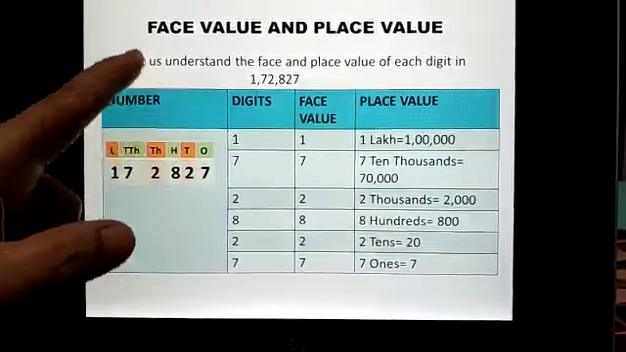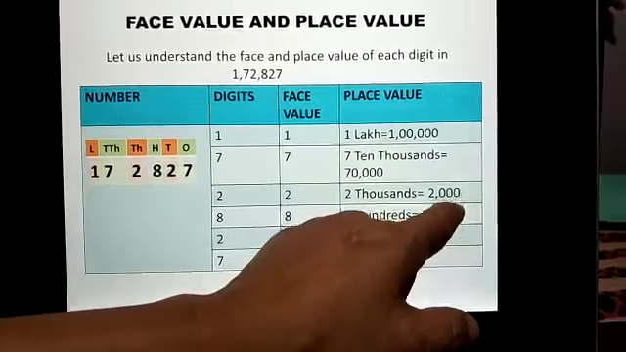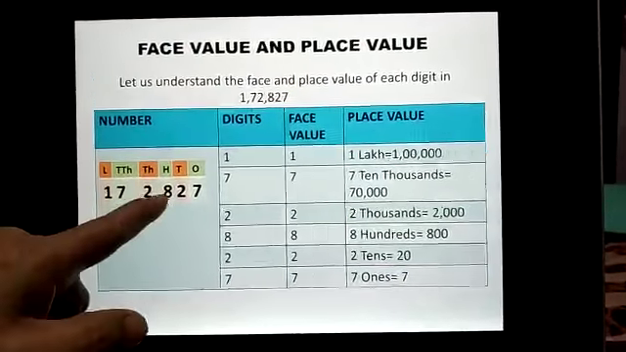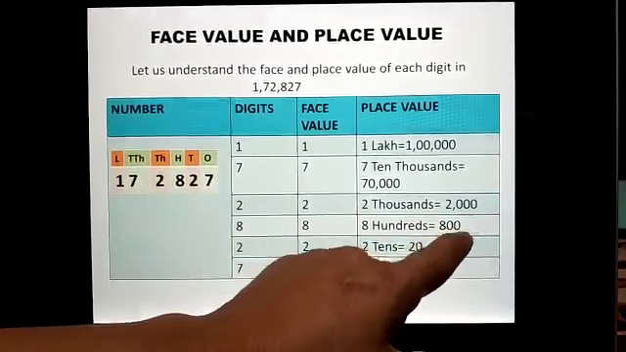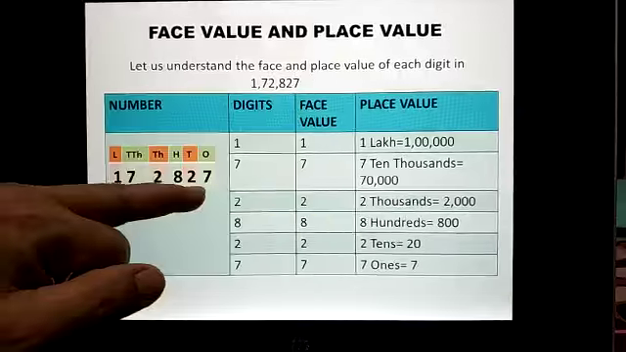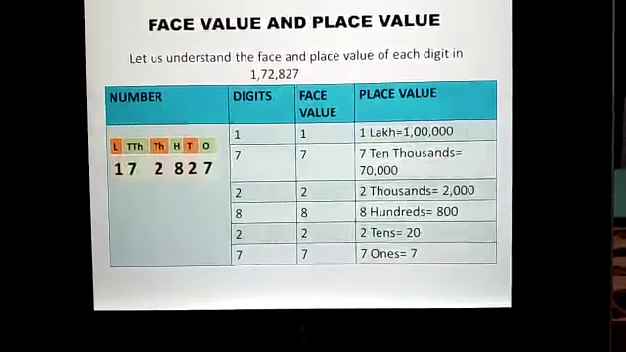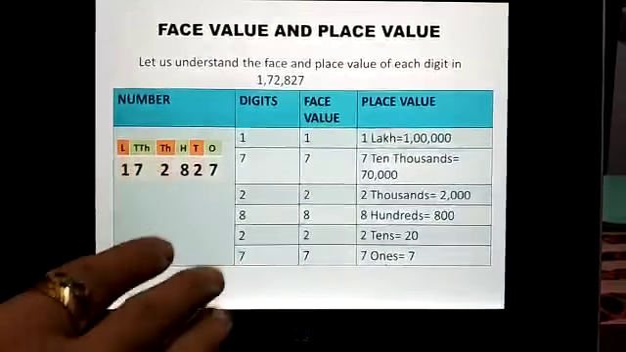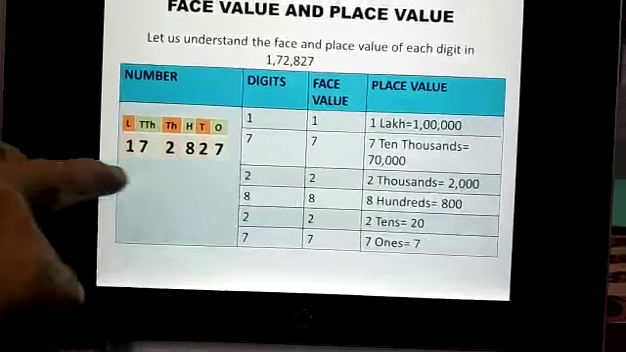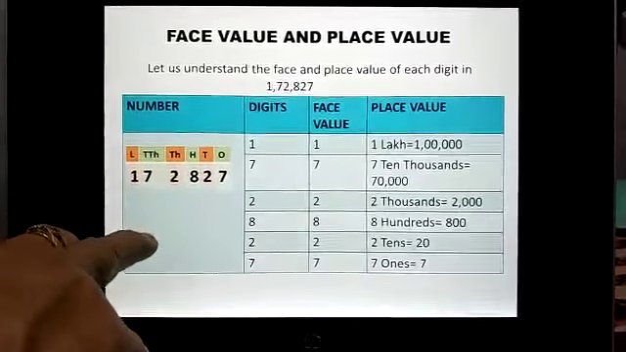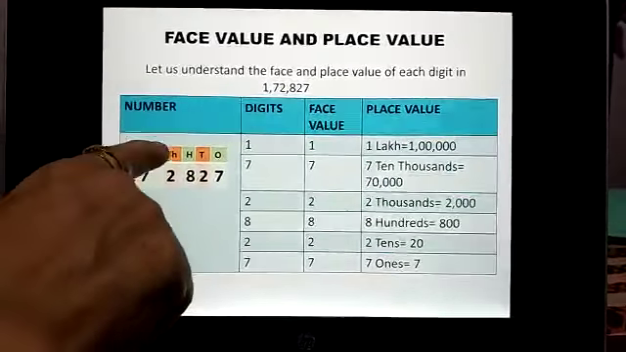2 multiplied by 1000, that is 2,000. 8 multiplied by 100, so 800. 2 tens, that is 20, and 7 ones, that is 7. So this is how we differentiate between face value and place value. So you remember, the face value will always remain the same as the digit appears here, but the place value depends upon the value of its place.